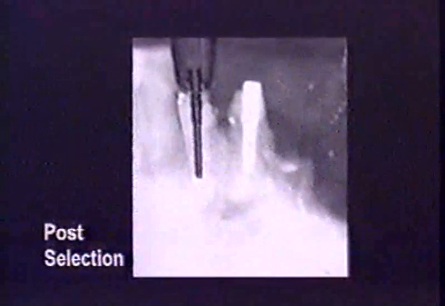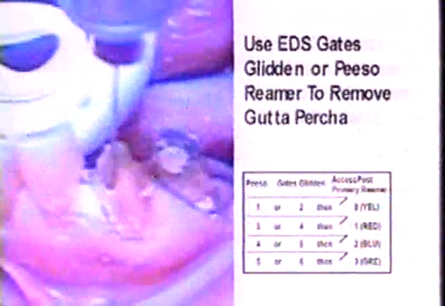If there is less than 1 millimeter remaining, then either a smaller diameter post should be used or the current post should be shortened until 1 millimeter of the tooth structure is regained lateral to the apical end of the post. Once the appropriate size post has been selected, the matching EDS Gates-Glidden drill or piezo reamer is used to remove the gutta percha from the canal.